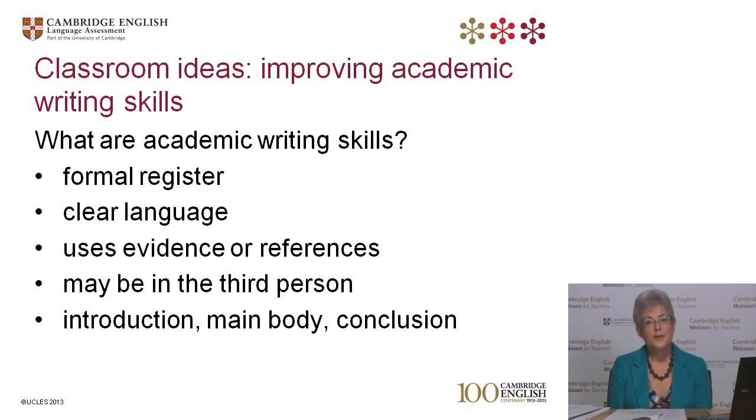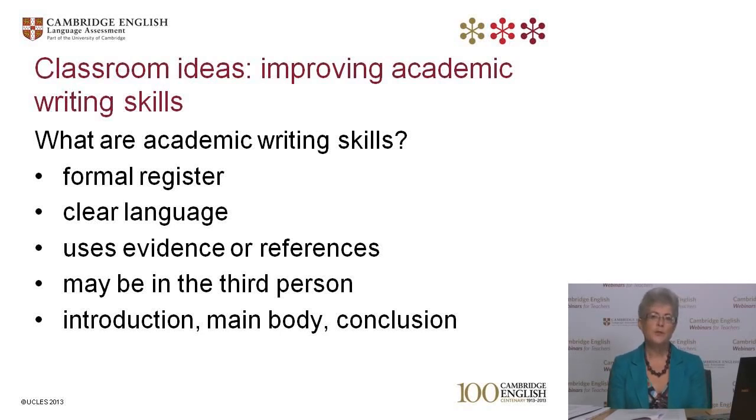It may be written in the third person. Generally speaking, academic writing means avoiding using the word I. But remember that in the part 1 task of the writing test, we are asking candidates to evaluate the input texts and use their own language. So they may choose to use I in this case, and that's perfectly acceptable. And finally, an academic text should be well structured, with an introduction, a logically organised main body and a conclusion.